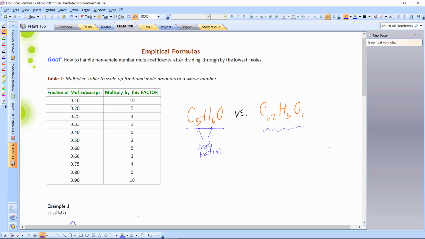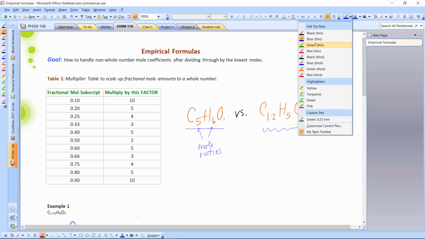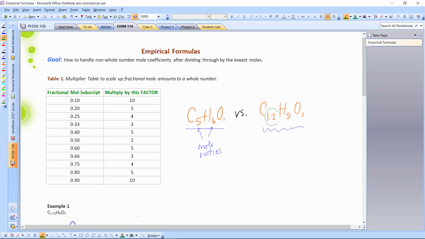So even after dividing through by oxygen's lowest number of moles, which gave it 1, all the other variables, hydrogen was fine, it was a whole number, but carbon is 1.2. We cannot have fractional mole amounts, okay? So we're going to have to deal with this number right here. We're going to have to find a multiplier that I can multiply the 1.2 by to make it a whole number. And in doing so, I'm going to multiply it also to all the other elements, the mole amounts here for the other elements. So we're going to scale up.